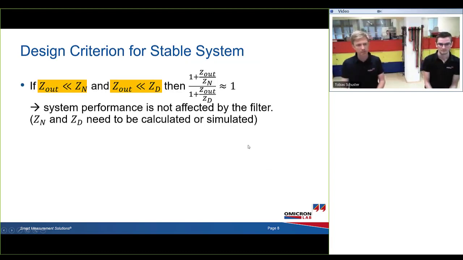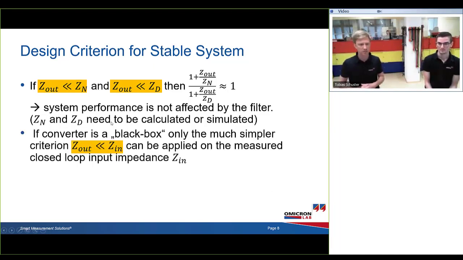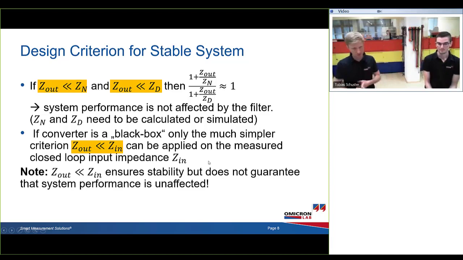But there is the basic design criterion for a stable system that says if the Z out of the filter is a lot smaller than the Zn and a lot smaller than the Zd, then this factor will be approximately 1. This means that the control loop will not be affected by the input filter that you connect. As I said before, the Zn and Zd need to be calculated or simulated, but you could also apply a much simpler black box criterion that says the output filter impedance must be a lot smaller than the closed loop input impedance of the converter, and that can be measured. The condition that Z out is a lot smaller than Z in ensures stability, but it doesn't guarantee that the system performance is unaffected.